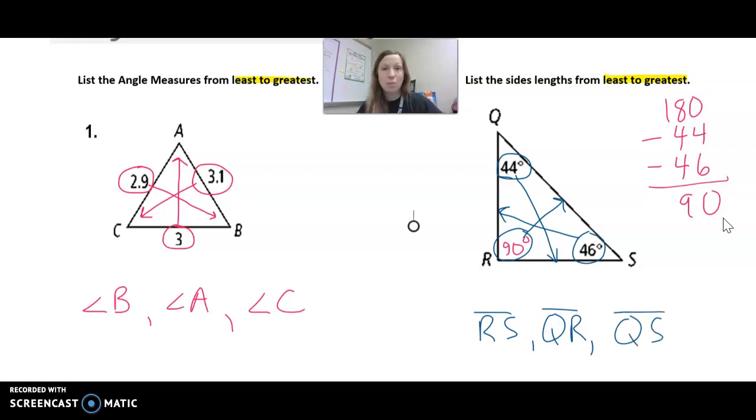Okay. Now keep in mind, it doesn't matter the order of the letters when you write the side length. For instance, this last one right here, QS, could have also been written as SQ. Okay, so keep that in mind when you're looking at answer choices on an assessment question. That's it for the side angle conjecture. If you have any questions, please let me know.